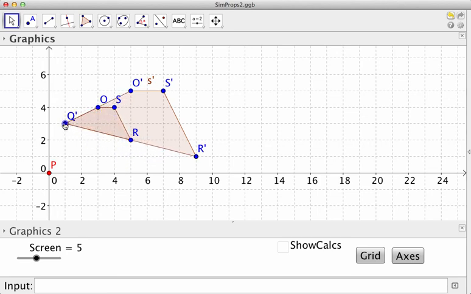The scale of dilation, again, you'll have to find by measuring the ratio of the distance of the center of dilation to O and the center of dilation to O prime, and divide the distance, center of dilation to O prime, by center of dilation to O. Again, it looks as though O prime, S prime, R prime, Q prime is larger than OSRQ, so the dilation will have a scale factor greater than 1.